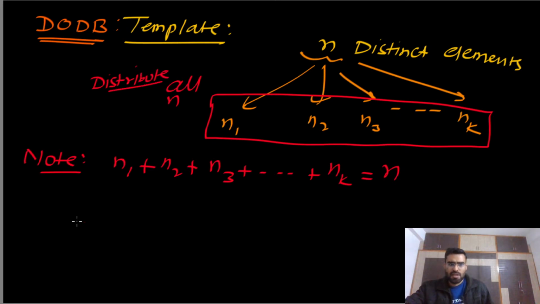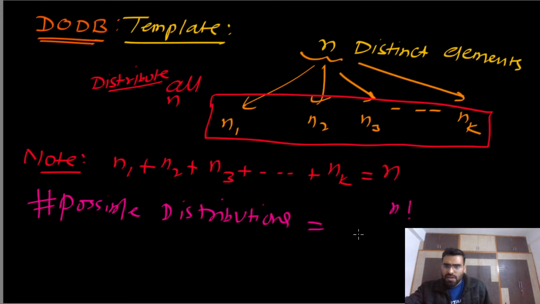Now there is a formula. So how many ways for distribution? The number of ways to distribute, or the number of possible distributions. What is that?